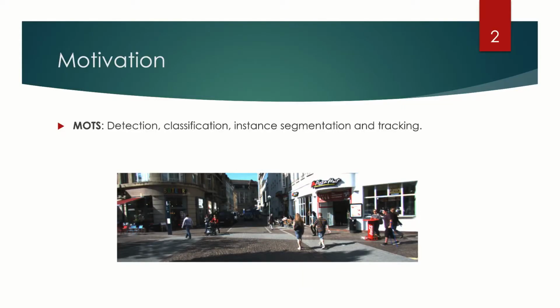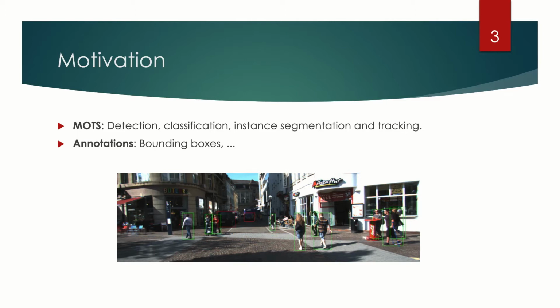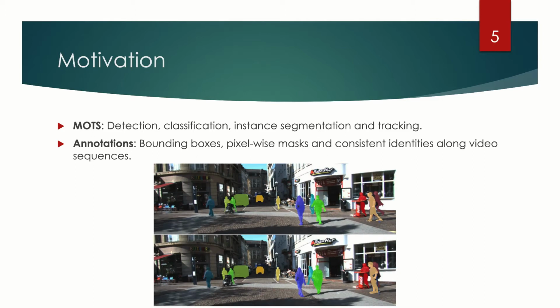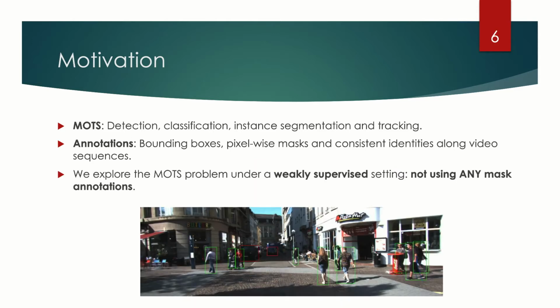In this paper, we address the multi-object tracking and segmentation (MOTS) problem for cars and pedestrians. It comprises the tasks of detection, classification, instance segmentation, and tracking. As annotations, we need bounding boxes, pixel-wise masks, and consistent identities along the video sequence. The motivation of this paper is overcoming the difficulty of getting these expensive annotations.